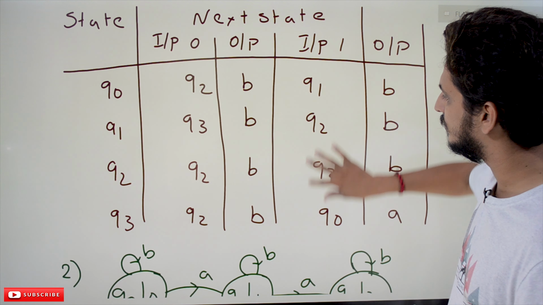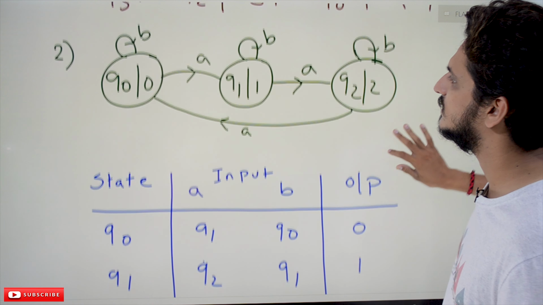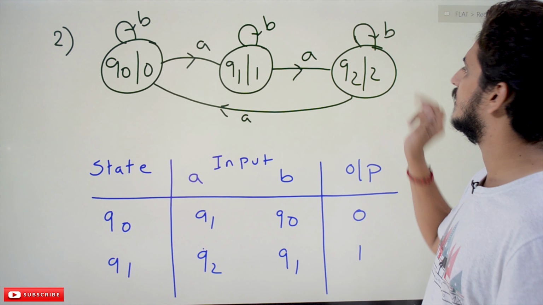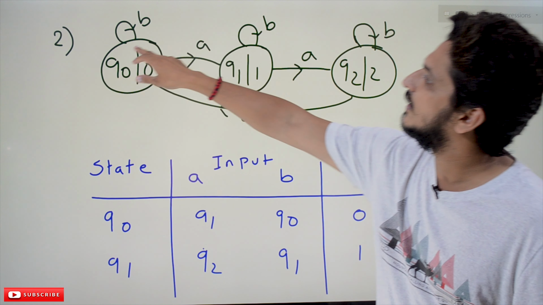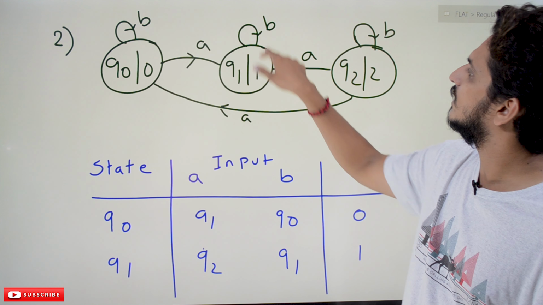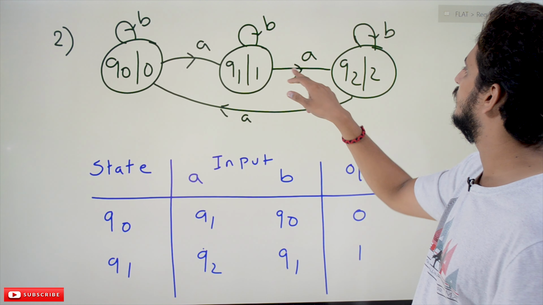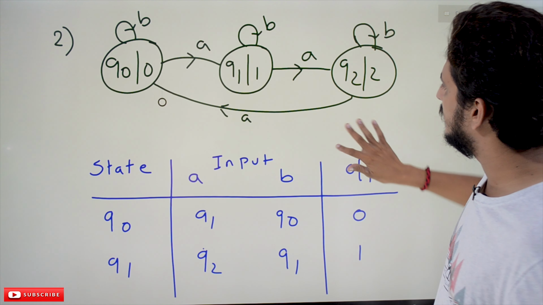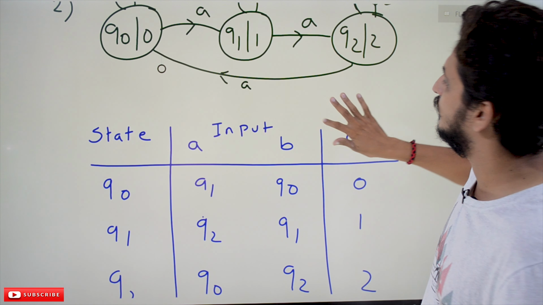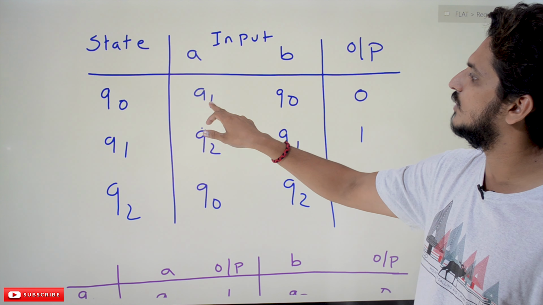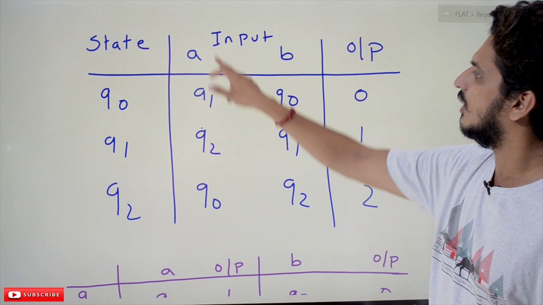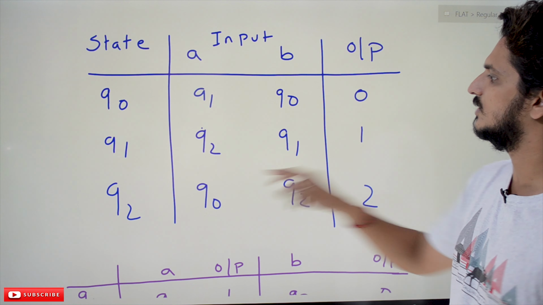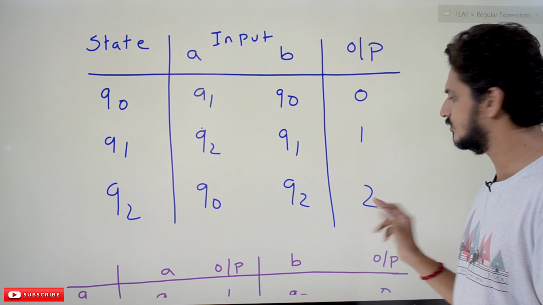Okay, coming to the next example, let's take one more example. This is our Moore machine. Q0 we want to display 0, Q1 we want to display 1, Q2 we want to display 2. If you take B, we are moving to Q0. If you take A, we are moving to Q1. On Q1 if you take A, we are moving to Q2. On Q2 on A, we are moving to Q0. Now coming to the transition table of this diagram, we will write like this. On Q0, if you take A, we are moving to Q1, on B, Q0. On Q1, if you take A, we are moving to Q2. Q0 is going to display 0, Q1 is going to display 1, Q2 is going to display 2.